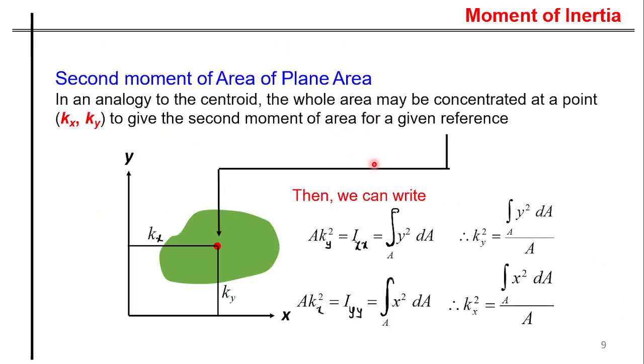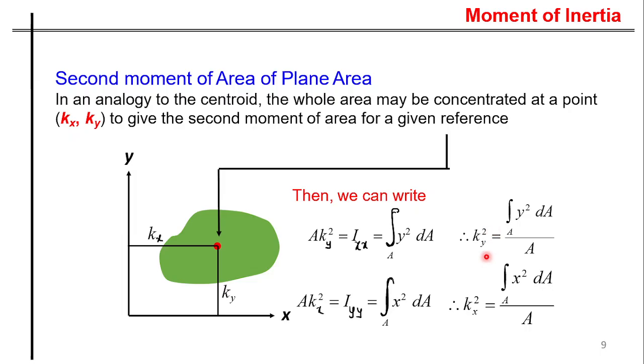So, second moment of area of the plane area. Here the question is, in an analogy to the centroid, whole area may be concentrated at a point kx comma ky to give the second moment of area for a given reference axis. If I am going to keep the total area at this location, which is located at a distance of kx and ky from the reference axis, that is equivalent to the Ixx and Iyy values that I have calculated earlier. So that is what you call with the name of ky square and kx square.